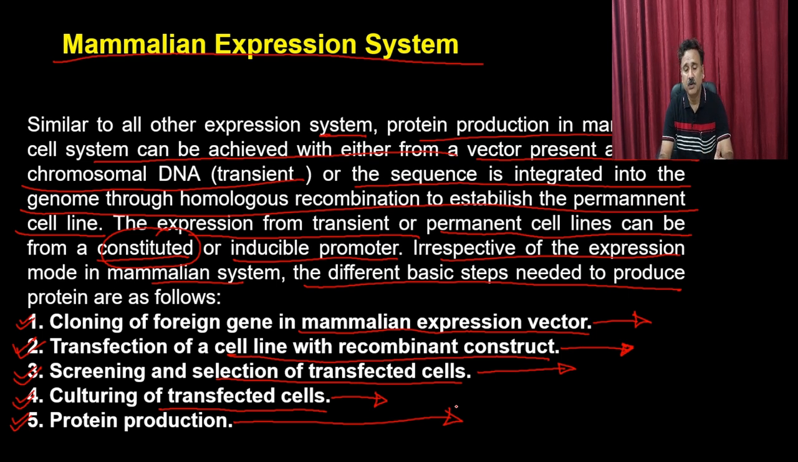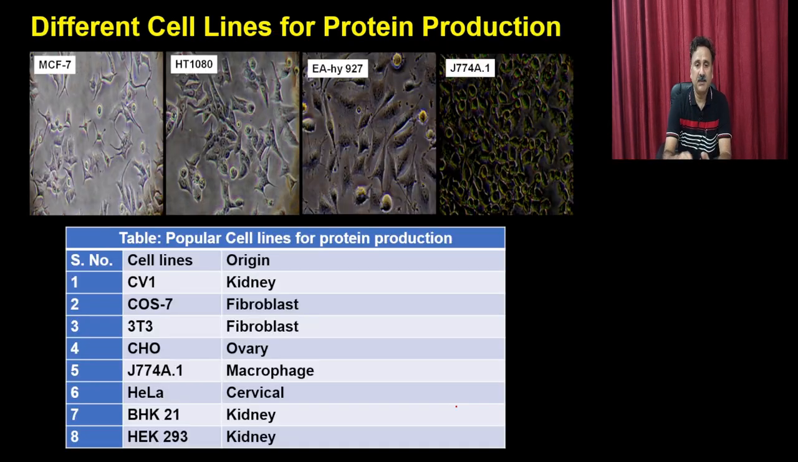So just like yeast, right? Here also you have multiple choices. You have constitutive promoters, you have inducible promoters, you have transient expression and permanent expression. These are some of the different types of cells that you can use. You know that mammalian cells are of different origins, right? You can have cells from the breast, from the kidney, from the liver, from the brain, from the immune system, and so on.